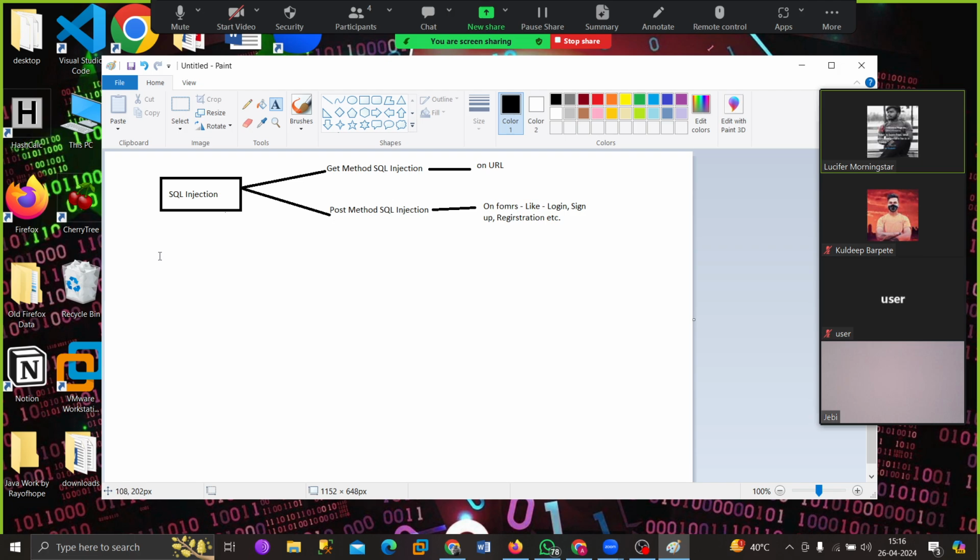Now, apart from this, there are four more methods that we usually work on. These are the methodology actually. So this is the basic, the GET method and POST method. Basically there are four types of attack that we perform in SQL injection. And what are those?